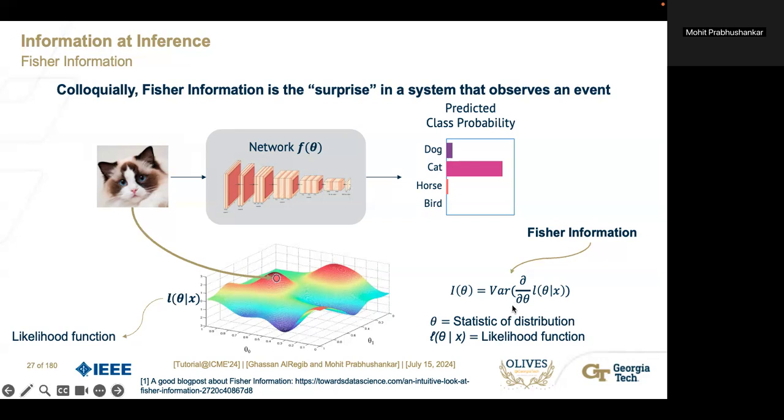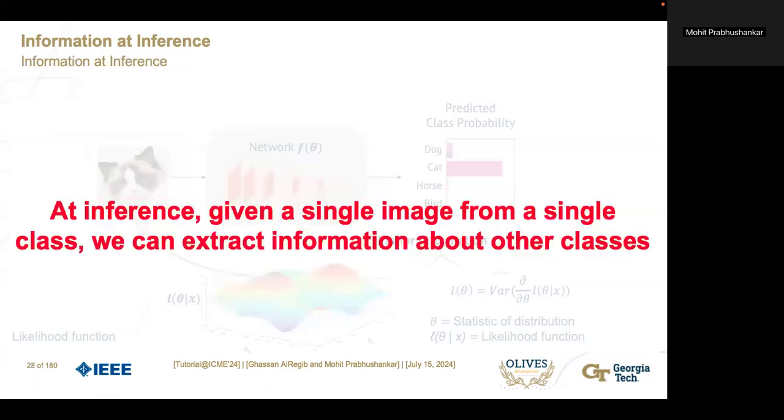So given some kind of a statistic, let's say I assume a statistic for the manifold, even though I don't know it. I'm going to pass some data points through it and get this gradient in order to find the best approximation of that parameter at that point. So the variance of that parameter is going to give me Fisher information. Now, Fisher information is a surprise in a system that observes an event. Again, just to be very clear, Shannon information is the surprise in the event itself, but Fisher information is in the system through which the event, or the data point, is passed through.